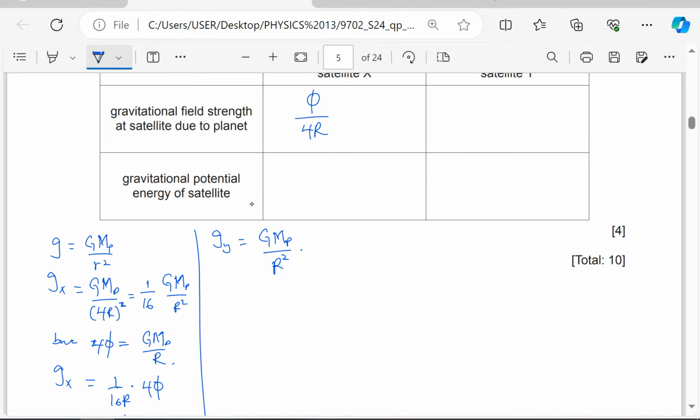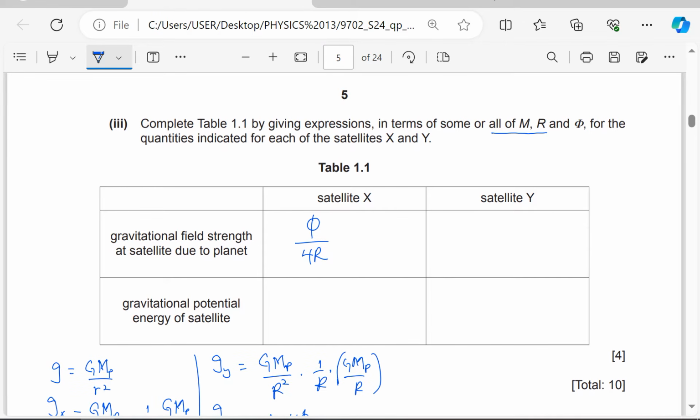So this is the same as 1 over r times G, mass of the planet, over r, and this one alone is 4 phi. So it means g on satellite y is going to be 1 over r times 4 phi. So this is going to be 4 phi divided by r.